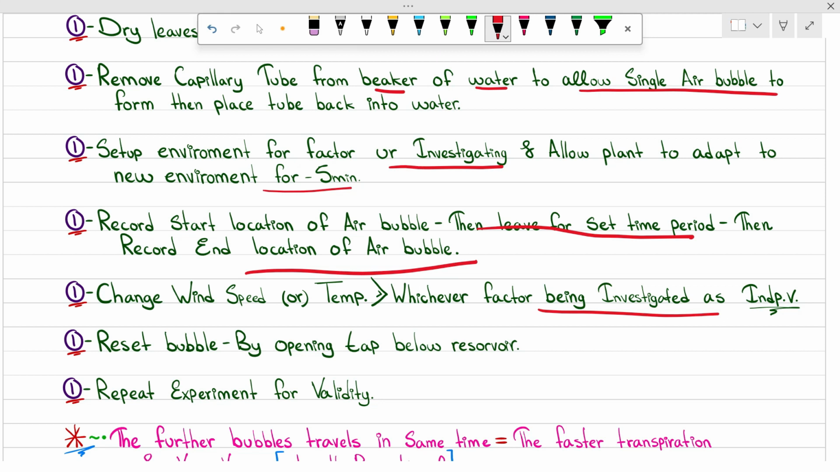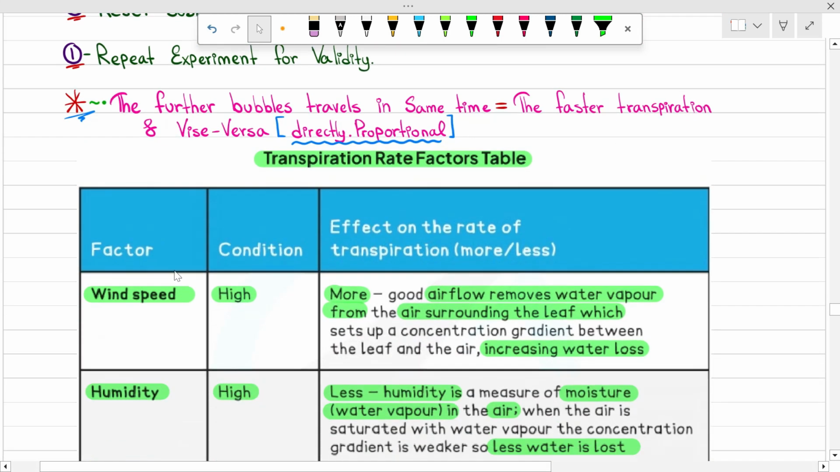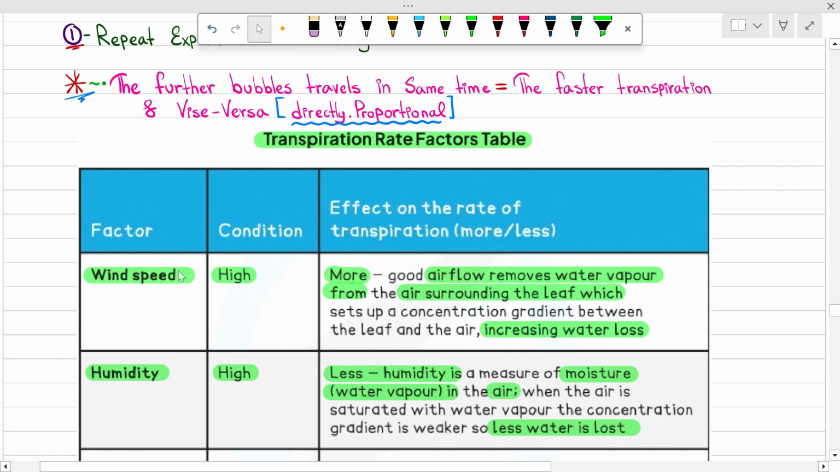After recording it, we change whichever factor we are investigating, whether wind speed or temperature, as the independent variable. And by the end of this experiment, we reset the bubble by opening the tap below the reservoir and repeat the experiment for validity. The further the bubble travels in the same time, the faster the transpiration, and vice versa. So the distance of the bubble is directly proportional to the transpiration rate.